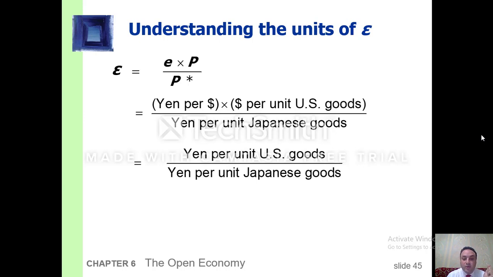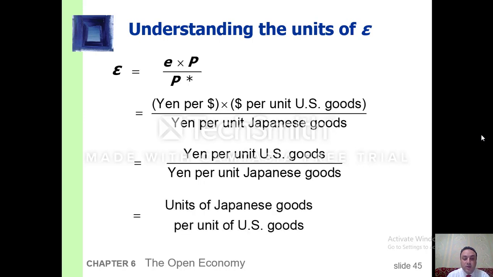You can see from this equation that the real exchange rate equals the units of Japanese goods per unit of US goods. That is, one unit of US goods equals how many units of Japanese goods.